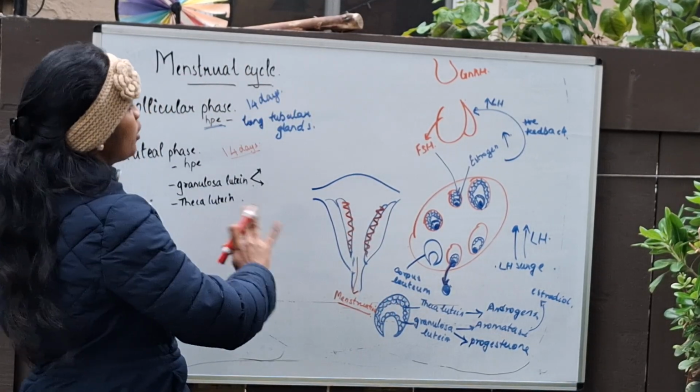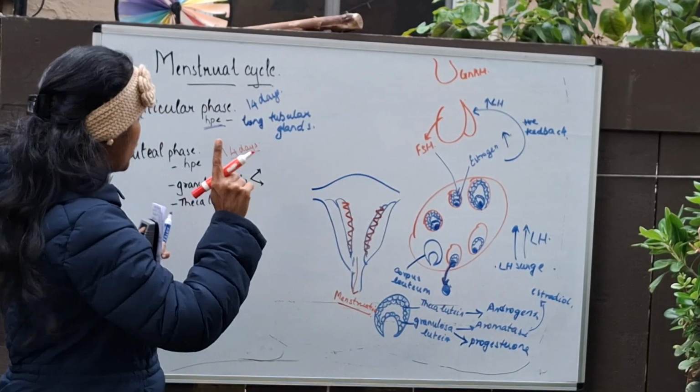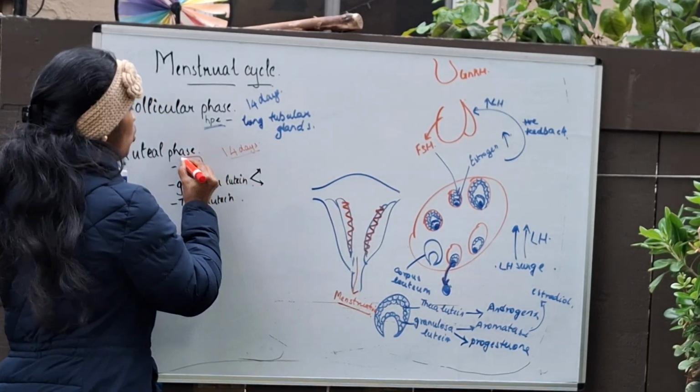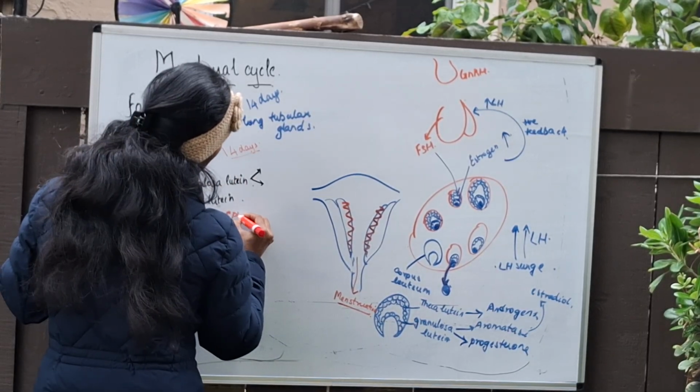So this is in short about the menstrual cycle. I have covered almost all the details. So I would like to tell you only one more thing. How is the histopathology in luteal phase? Here there will be spiral coiled glands.